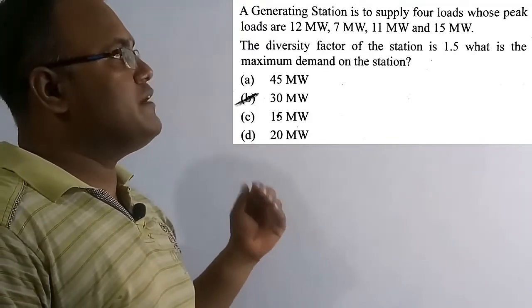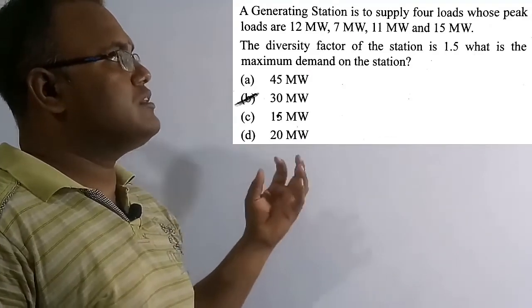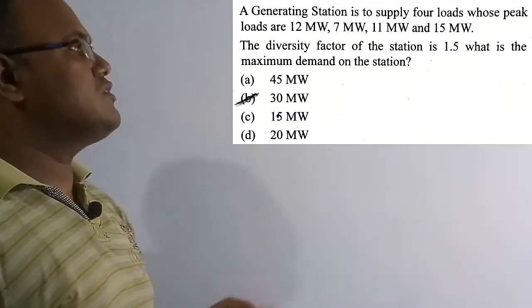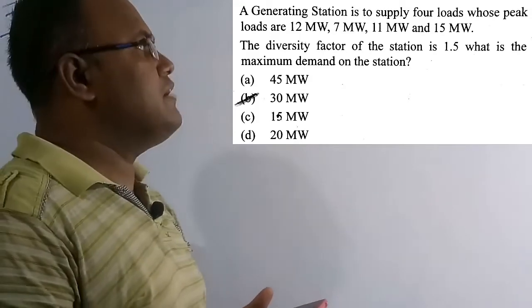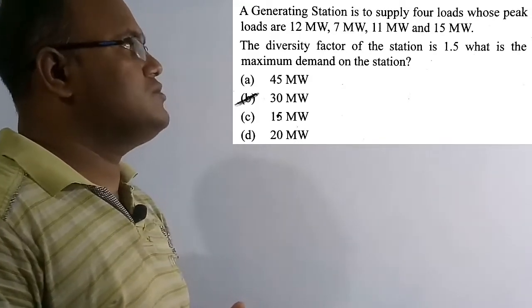So now we have to find what is the maximum amount of load demand on the power station. Out of the 4 options, option B, 30 megawatt, is the correct solution of this question. So let's solve this numerical.